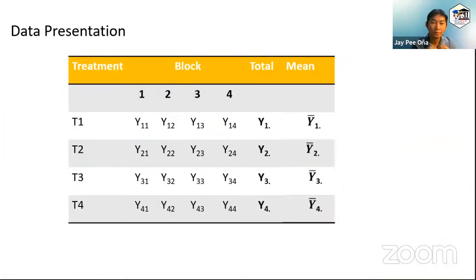Now we have this data presentation. If you have these 4 replicates, we have 4 blocks, 1, 2, 3, 4, and then 4 treatments, 1, 2, 3, 4.